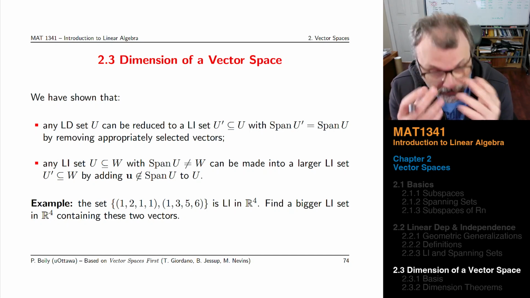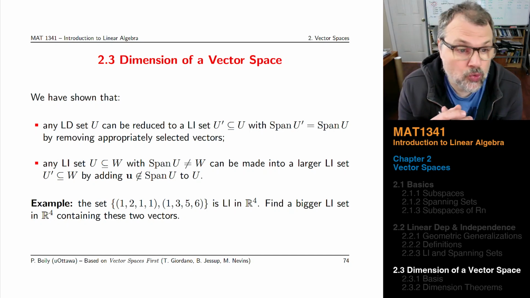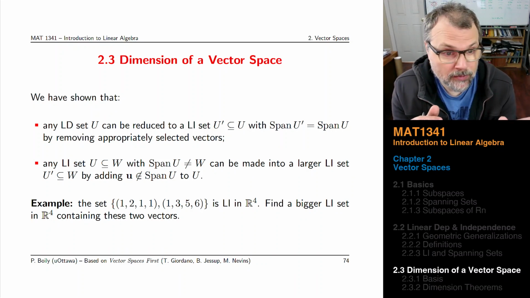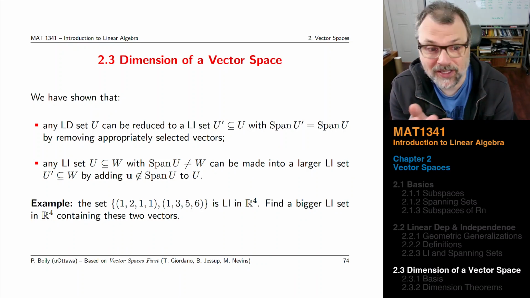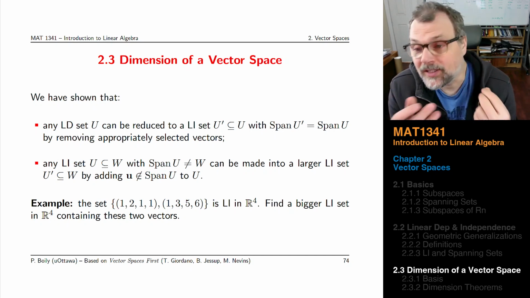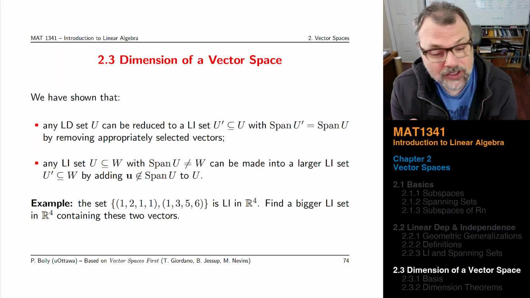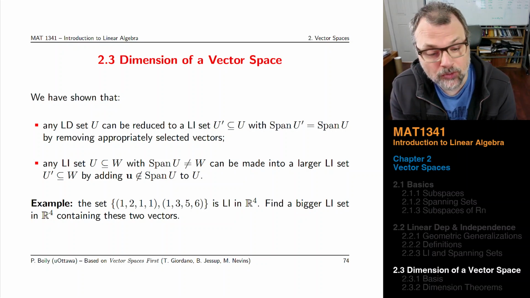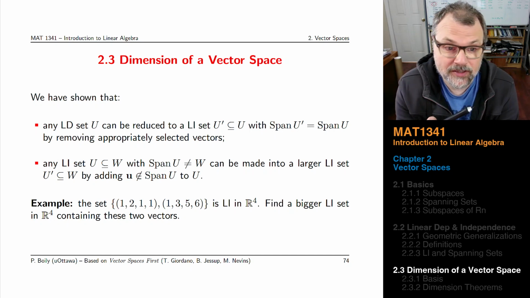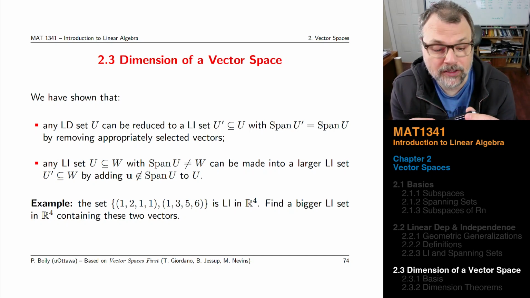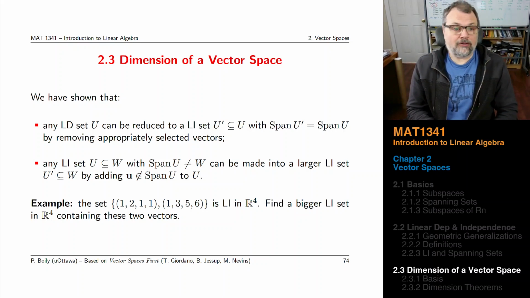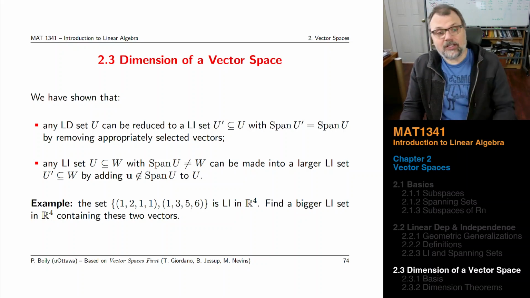As an example, I have here a set with two vectors in R4, (1, 2, 1, 1) and (1, 3, 5, 6). Two vectors, they are linearly independent. It's easy to see when there's only two vectors. You ask yourself, is one of them a scalar multiple of the other? The answer is no, not in this case. So they're linearly independent. I'd like you to find a bigger linearly independent set in R4 that actually contains these two vectors.